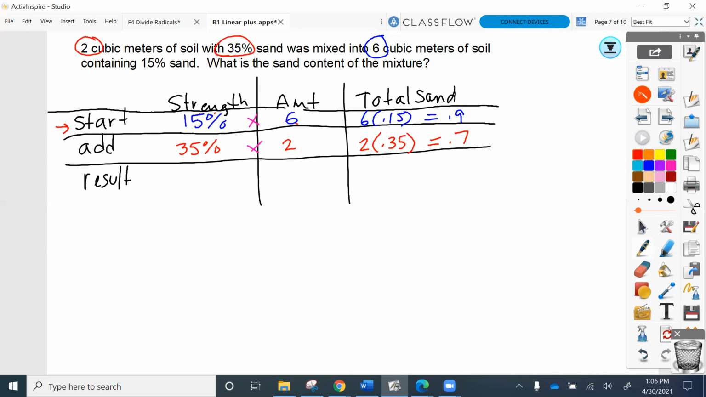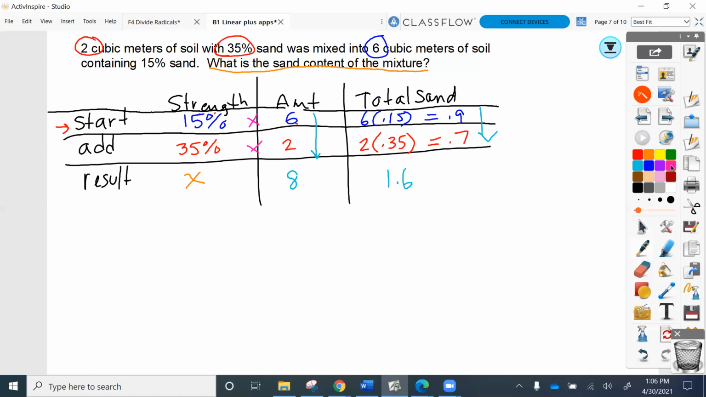All right. So what is the sand content of the mixture? So the result is the finished product, right? So the sand content means the strength. So that's what we don't know. But we do know that the total amount of sand, if you start with 6 and add 2 more, is going to be 8, right? So you add these to get 8. And if you add these, you get 1.6.